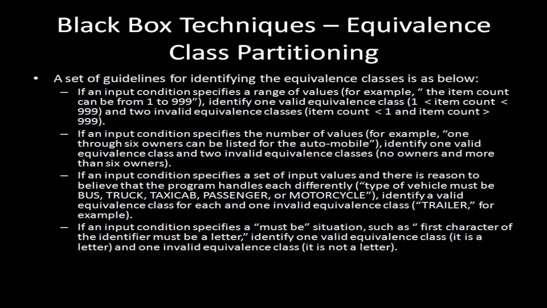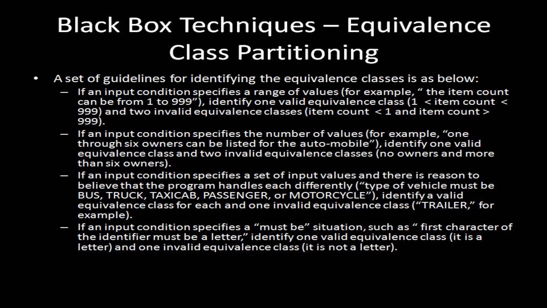Given an input or external condition, identifying the equivalence classes is largely a heuristic process. A set of guidelines is as follows. 1. If an input condition specifies a range of values, for example, the item count can be from 1 to 999, identify one valid equivalence class, 1 less than item count less than 999, and two invalid equivalence classes, item count less than 1 and item count greater than 999. 2. If an input condition specifies the number of values, for example, 1 through 6 owners can be listed for the automobile, identify one valid equivalence class, and two invalid equivalence classes, no owners, and more than 6 owners.